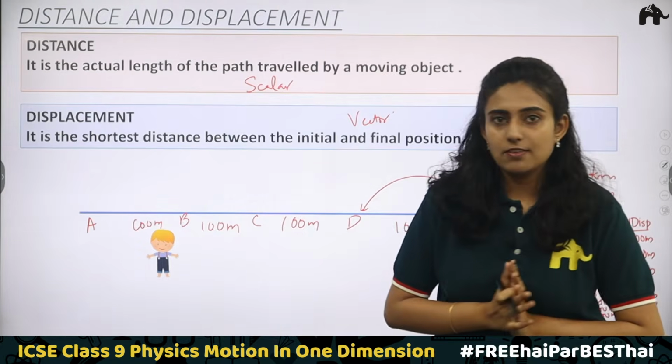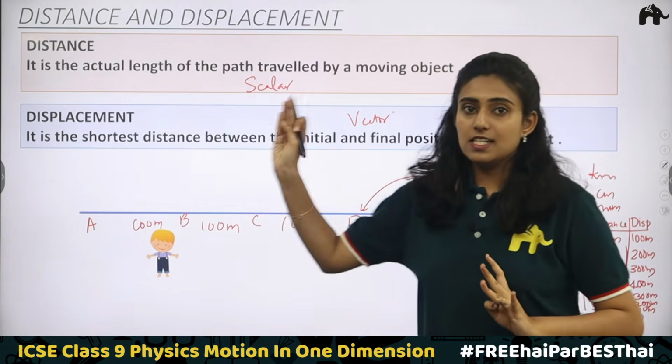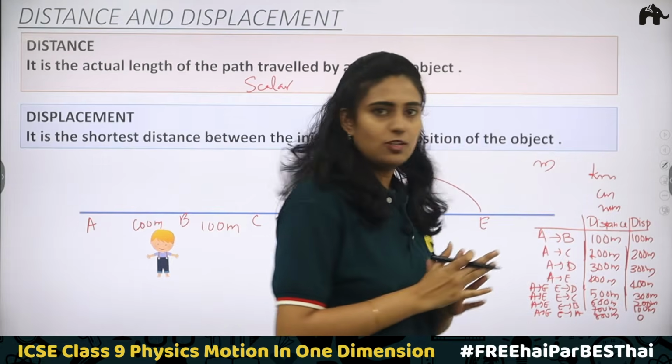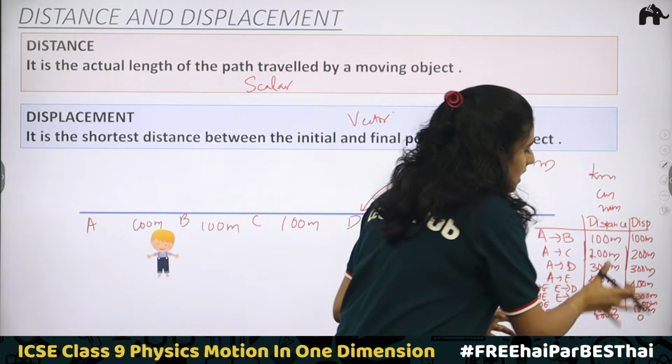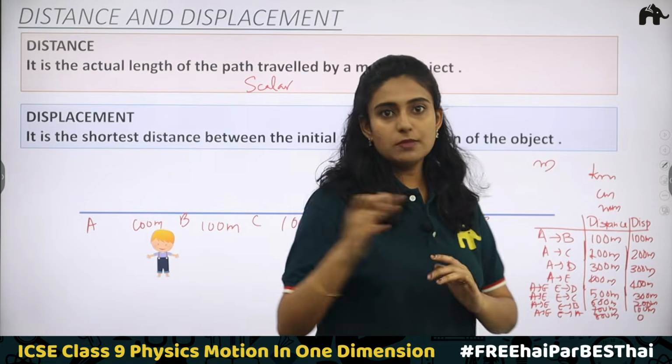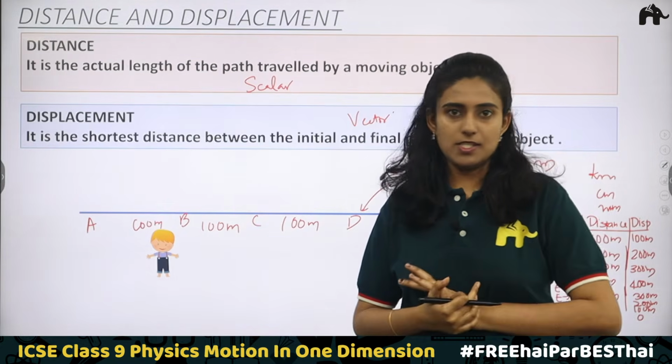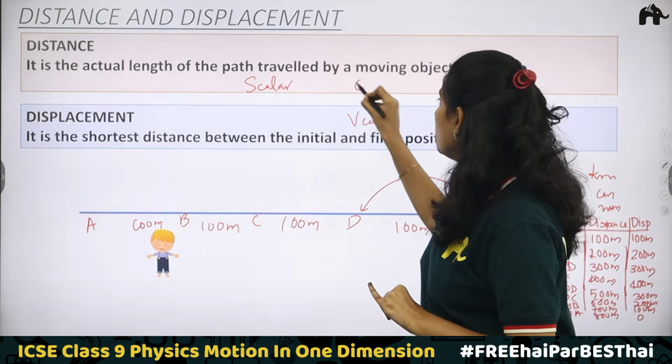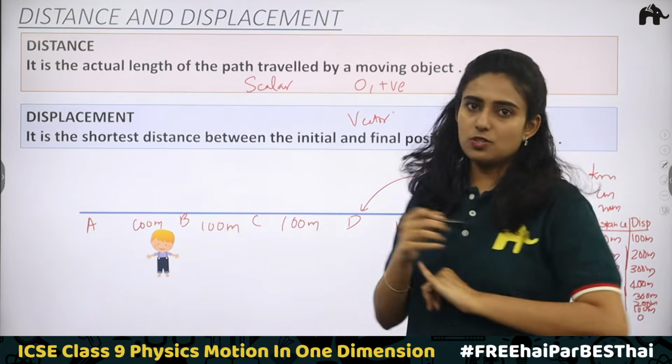So what do you understand from this? You can see that distance always has positive values, that is, it is increasing. Also, distance can be 0. If the body is not moving, the distance travelled will be 0. So distance can be 0 or positive values only.